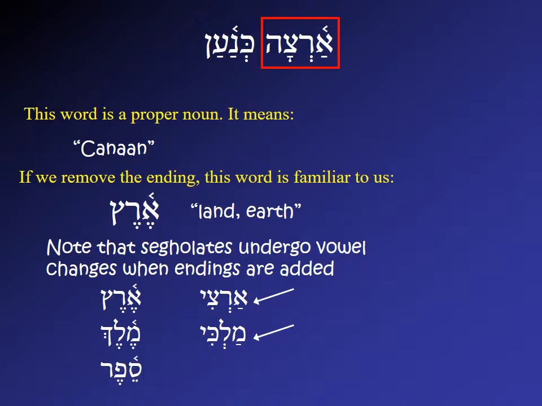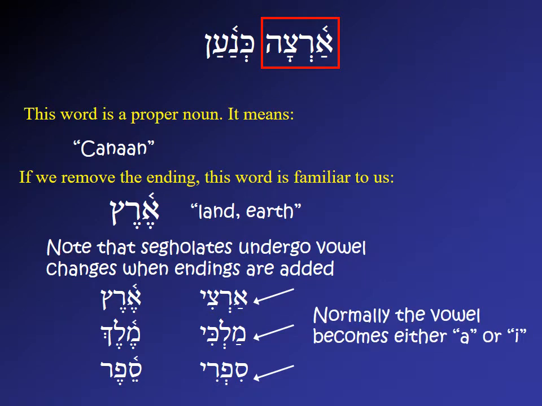We also have E-class segolates, so sefer, which means a scroll. If we want to say my scroll, it becomes sifri. So segolates plus endings revert to a different vowel pattern, oftentimes to an A-class vowel, sometimes to an E-class vowel. There are also O-class segolates like kodesh. Those are easier to recognize. The O-class is in the segolated form as well.